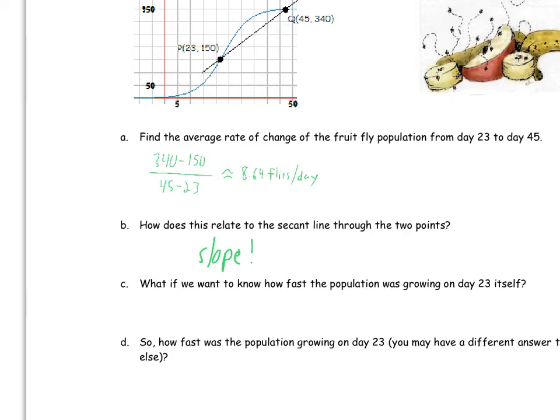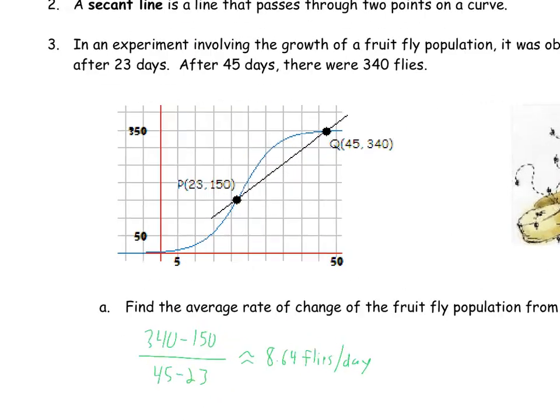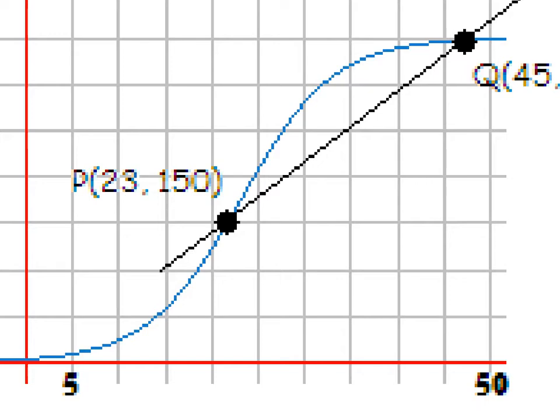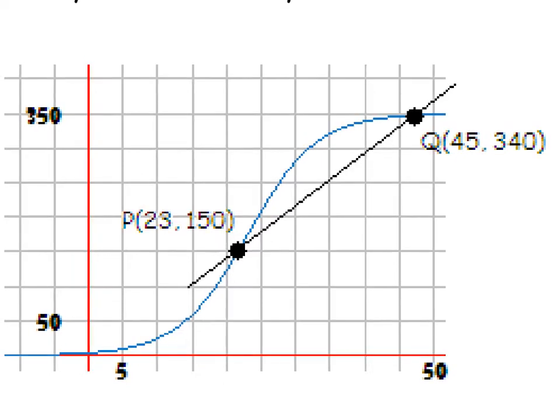But then part C says, what if we want to know how fast the population was growing on day 23 itself? So this is the idea of slope at a single point on day 23 itself. And so we want the slope between point 23, t equals 23, and t equals something really close to 23. So this is where we draw a tangent line.